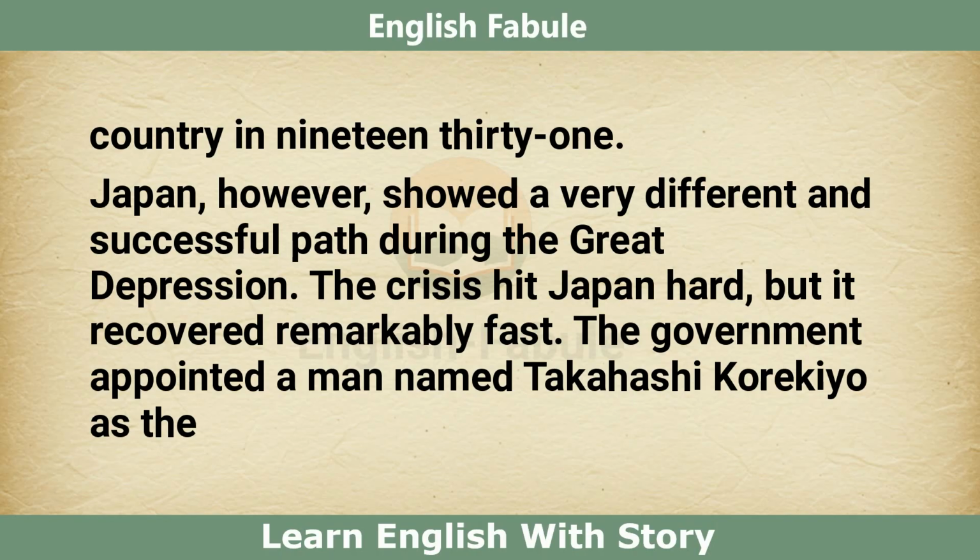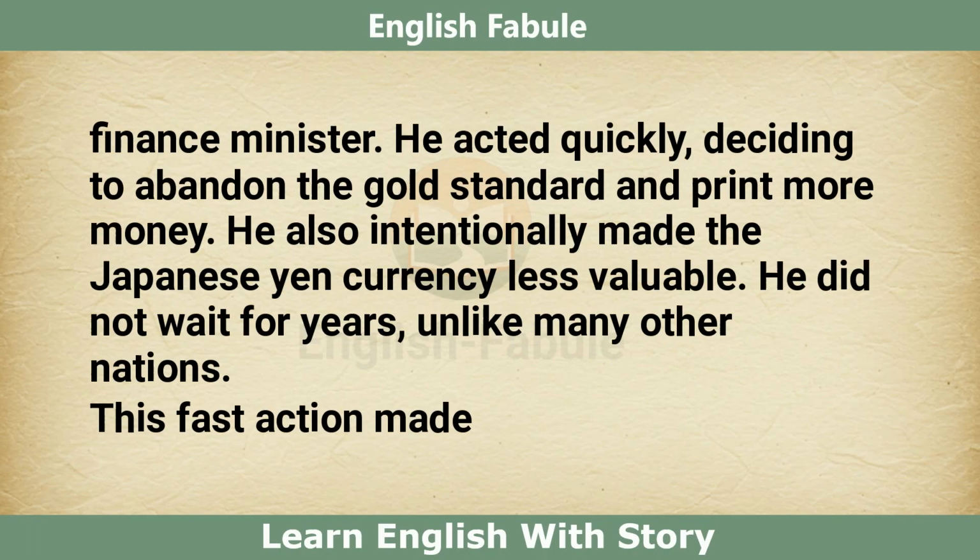The crisis hit Japan hard, but it recovered remarkably fast. The government appointed a man named Takahashi Korekiyo as the finance minister. He acted quickly, deciding to abandon the gold standard and print more money. He also intentionally made the Japanese yen currency less valuable. He did not wait for years, unlike many other nations.